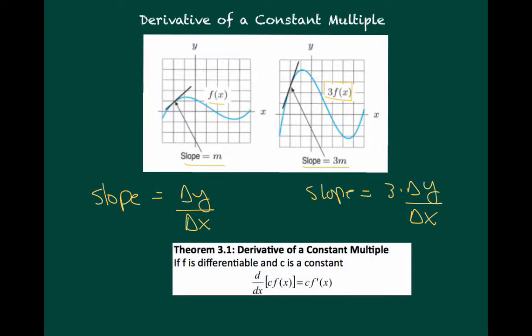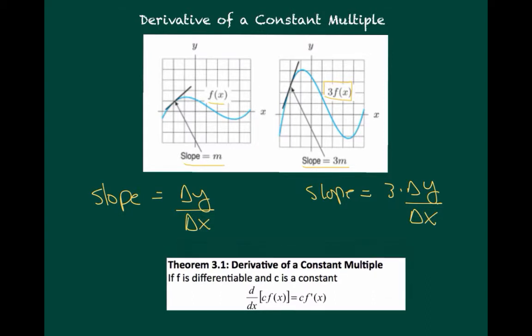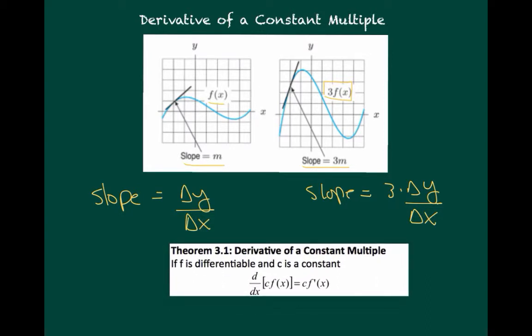So please get this in your notes. When you're taking the derivative of a function and there's a constant multiple in front, like c, I can in effect pull that constant multiple out. Let's take a look at that.